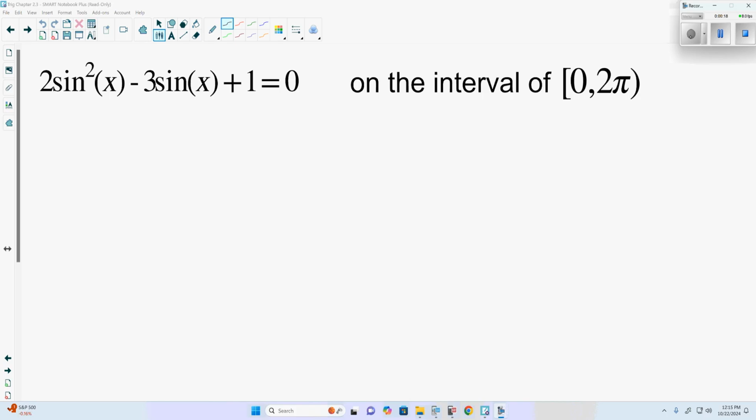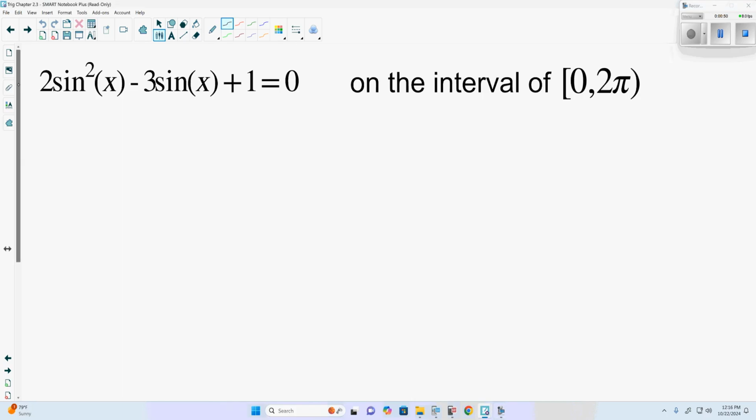So when solving these trigonometric equations, if there's only one trigonometric expression, we just need to get it by itself and solve from there. If there's more than one, we need to make sure they're all the same. So here we have sine squared, sine, and a number. So all of our trigonometric functions are in terms of sine, which is good. Because if it's not, we need to be able to get it into either all sine, all cosine, tangent, secant, cosecant, or cotangent for us to be able to solve.